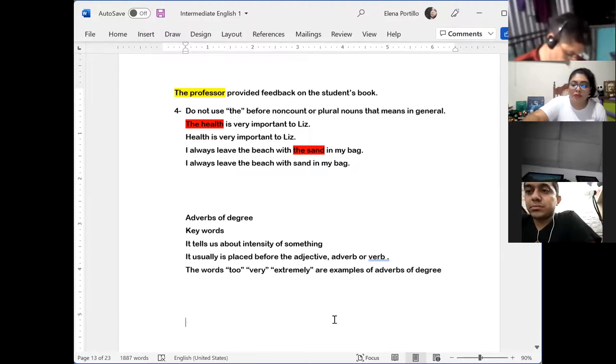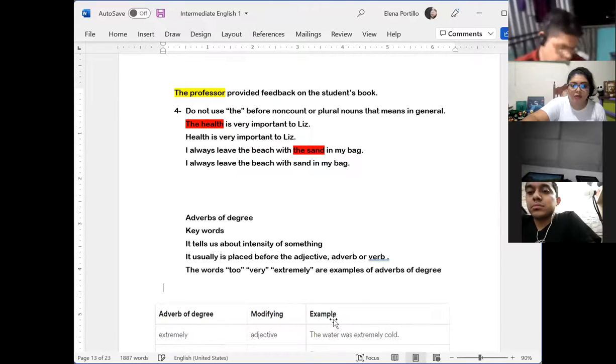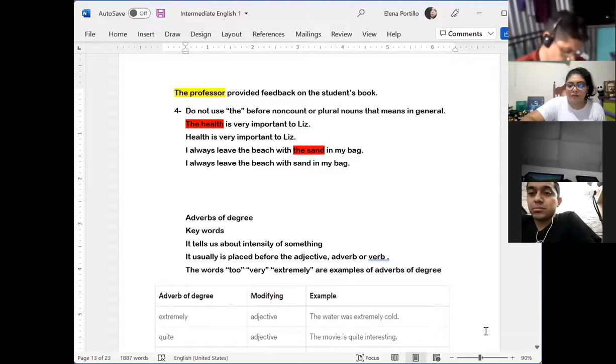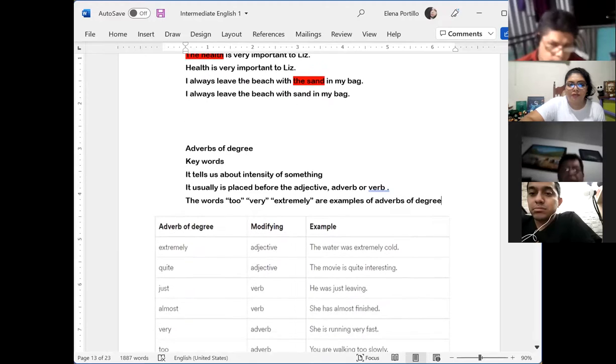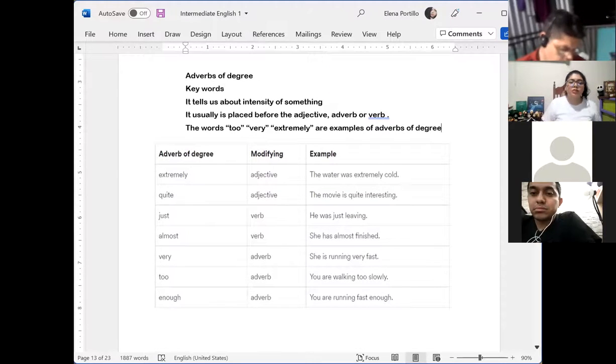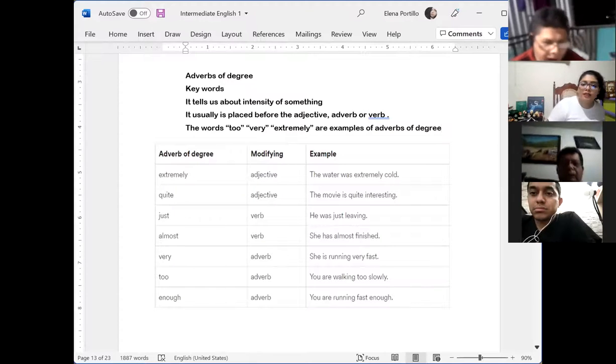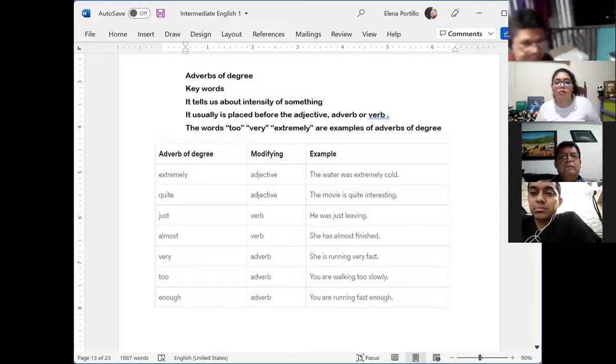So, then we have here some examples. Extremely modifies an adjective. And the example is, the water was extremely cold.